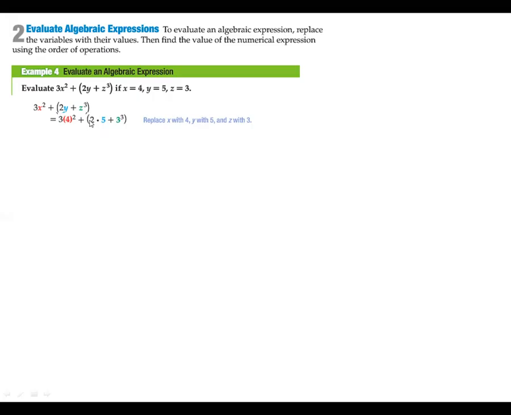You got grouping symbols, so go in there first, and exponents within the grouping symbol. So 3 cubed means 3 times 3 times 3, which is 9 times 3, which is 27. Still inside the grouping symbol, you got multiplication and addition. So do the multiplication first. 2 times 5 is 10. Then the addition will give you 37.